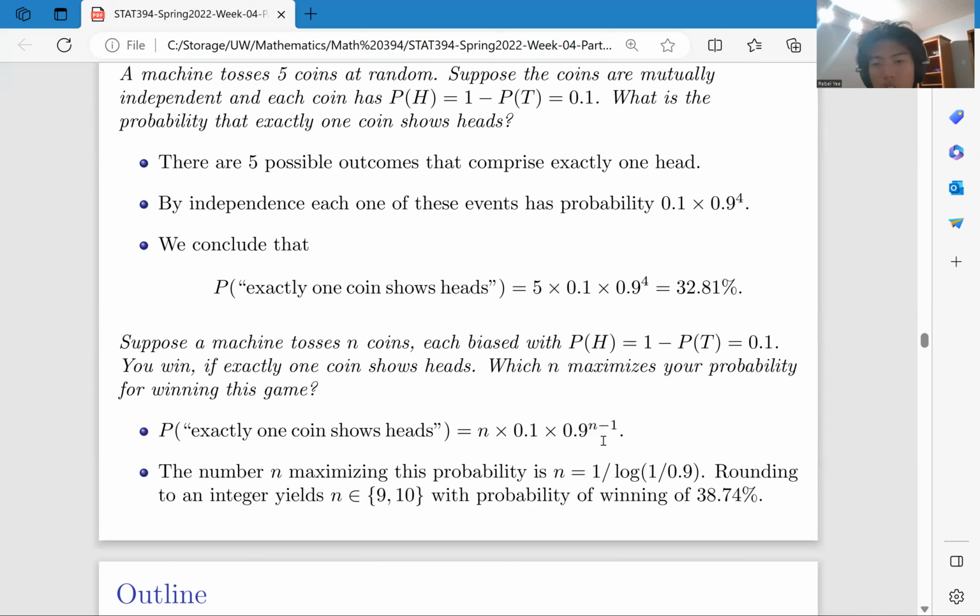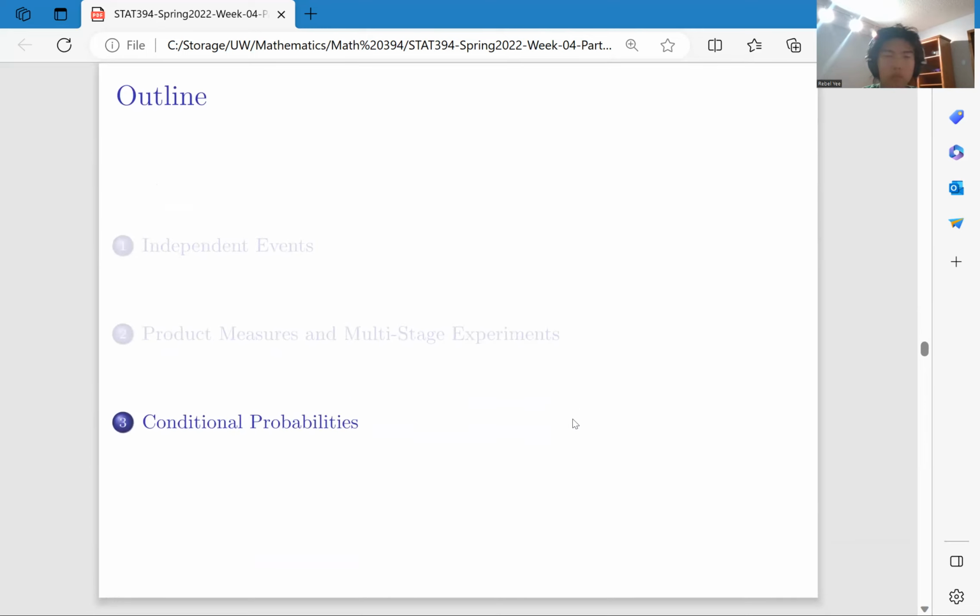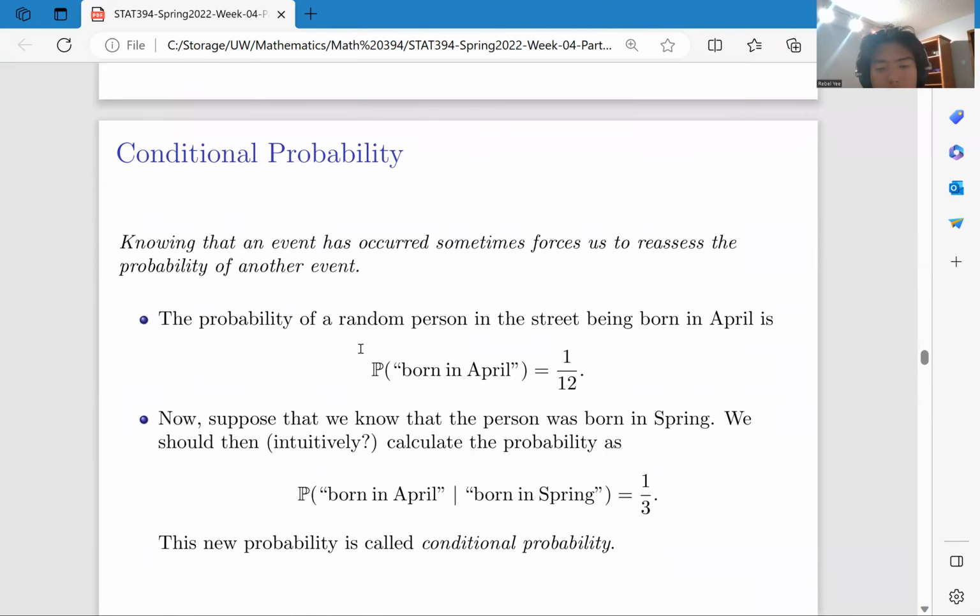losing the chance. So we'll say if n equals 9 and n equals 10, that's the maximizing cases, which is around 38.74%. And now we are moving to our second topic, conditional probability.